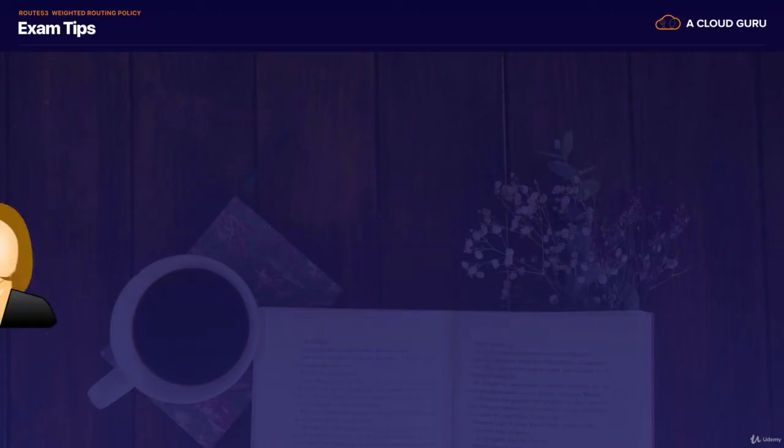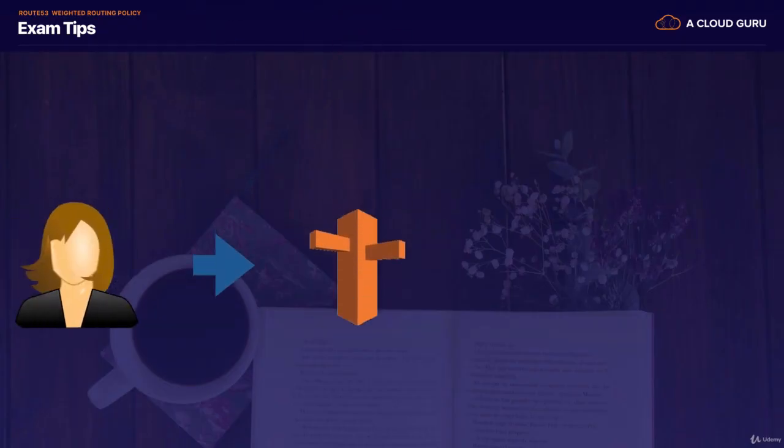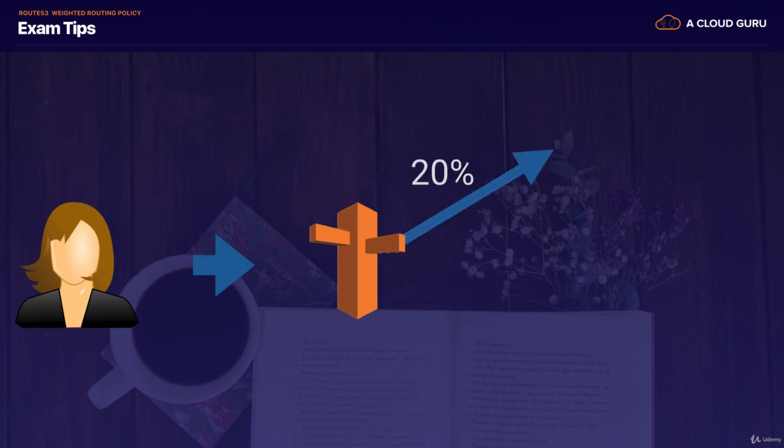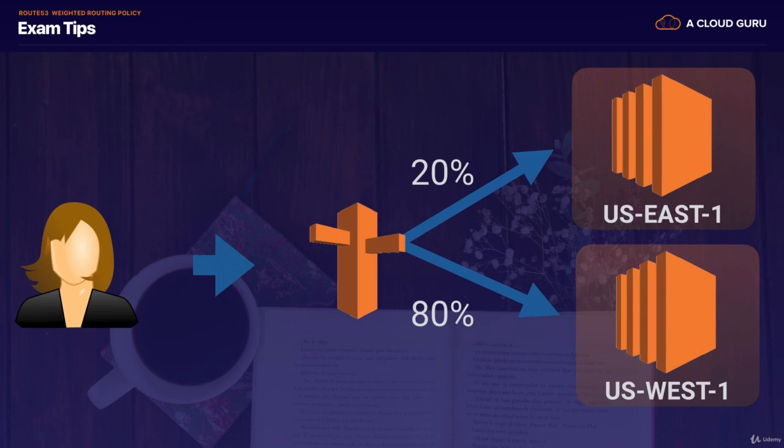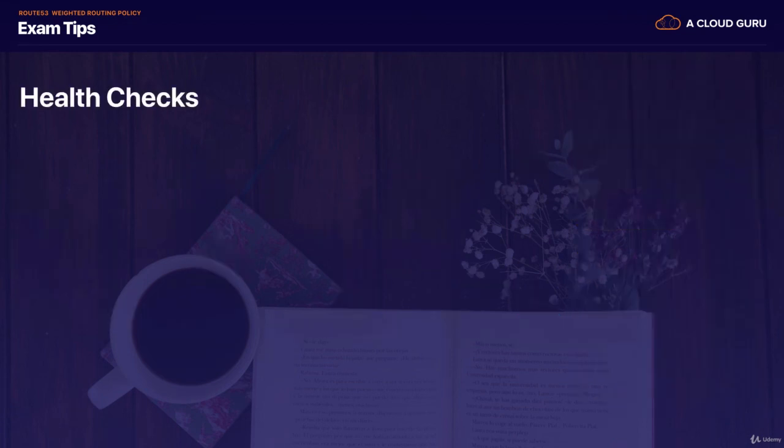So weighted routing is really, really simple. Again, we have our user, and they visit Route53, and then Route53 will essentially send the traffic to different regions around the world based on the weights that we supply. And essentially what it does is it adds up all the weights in the record set, and then it apportions it off appropriately.